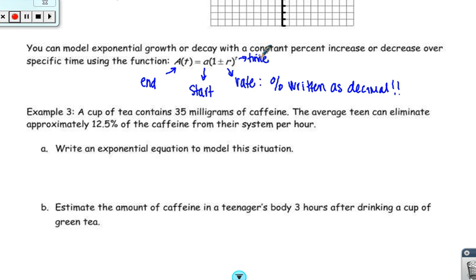If you're growing, you're going to use plus. 1 plus 5%. 1 plus 4.2%. If you have a decay, you have to use 1 minus. You're decreasing.